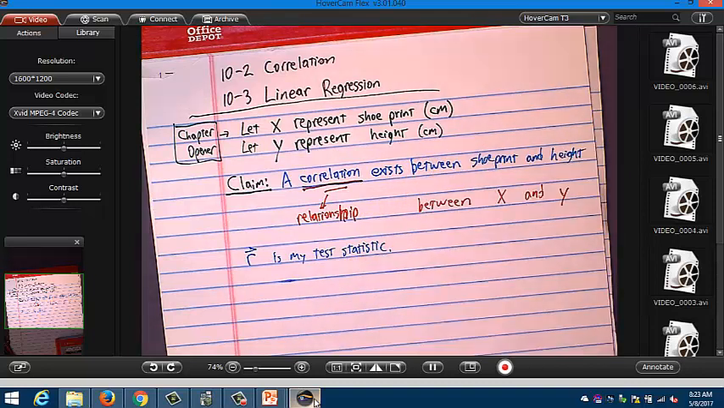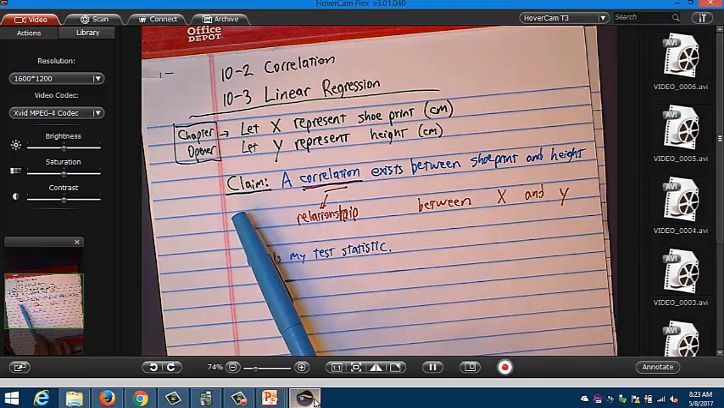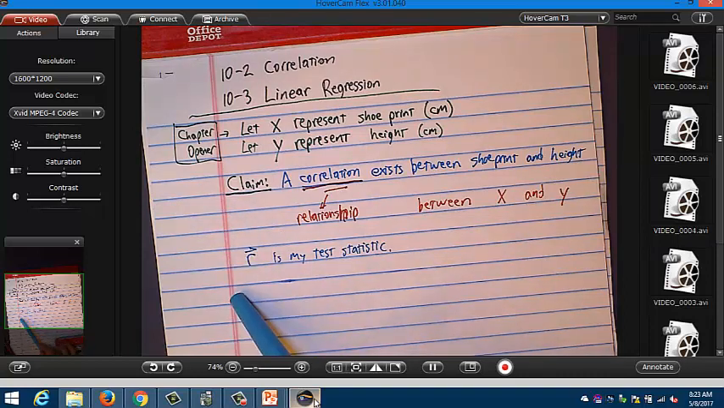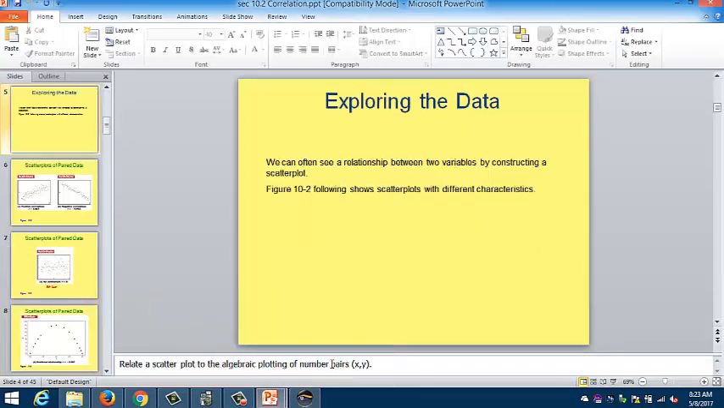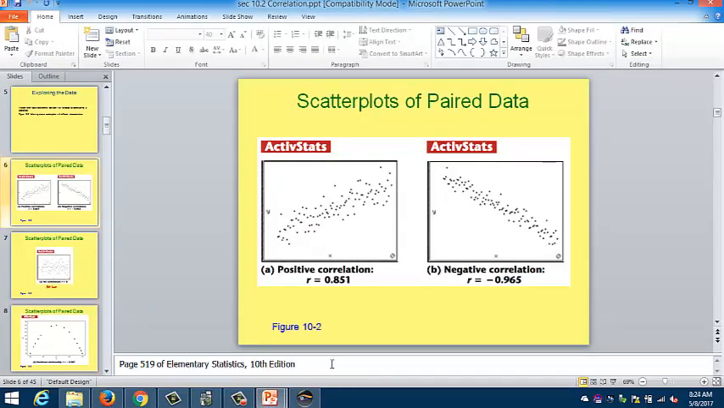Isn't that what you guys usually do right after you write down what the claim is? Oh, I guess you need a null hypothesis and an alternative hypothesis, but then what's the next thing you do? You compute the test statistic, which could be what or what so far? Z or T. Well, in this type of problem, it's going to be a different test statistic called R. It's called the correlation coefficient. That's too big a print. But here, this says what the other slide said.